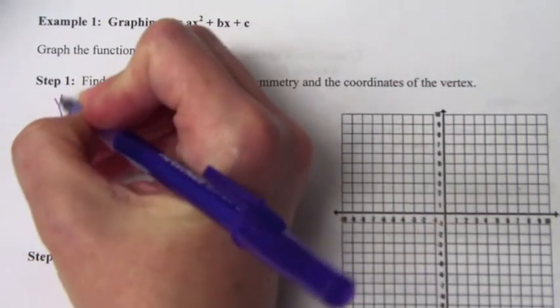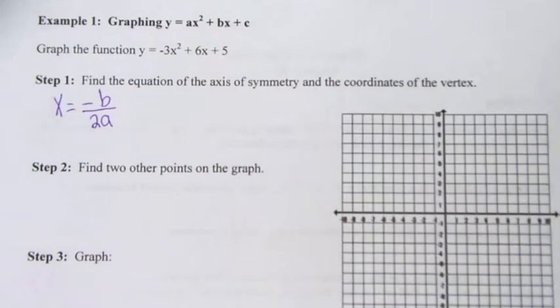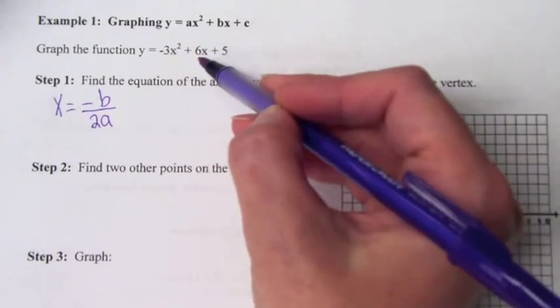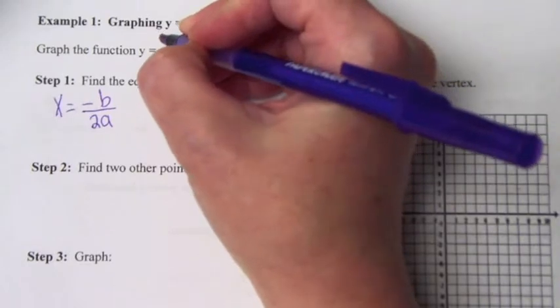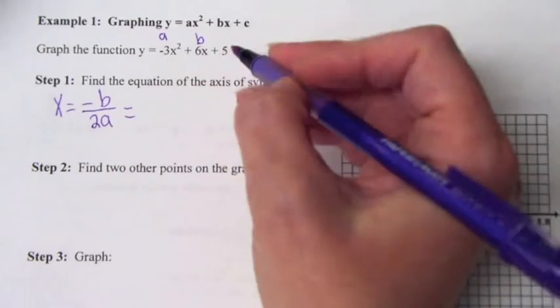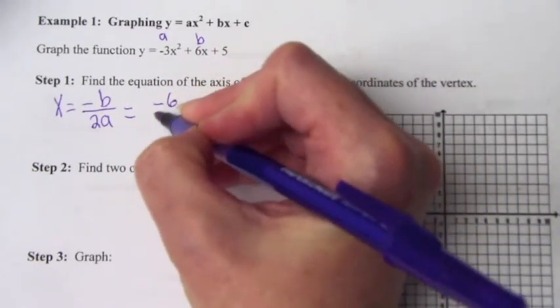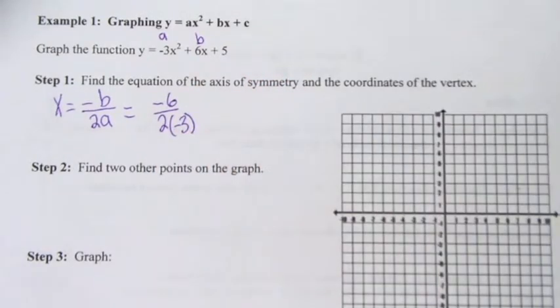We use the formula x equals negative b over 2a. And to get a and b, you pull that out of the function, negative 3x squared plus 6x plus 5. So we get a is negative 3, b is 6. We plug them in here. So b is 6, so we do negative 6 over 2 times a, which is negative 3. Does everybody see where I got the negative 6 and the negative 3 from?